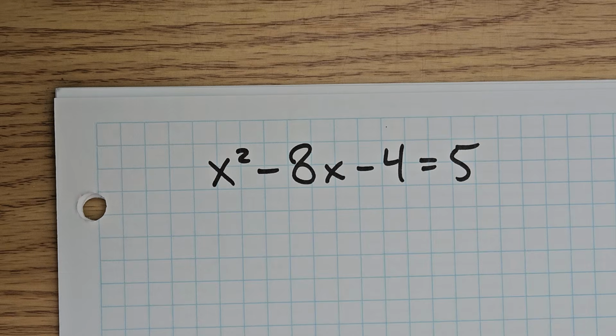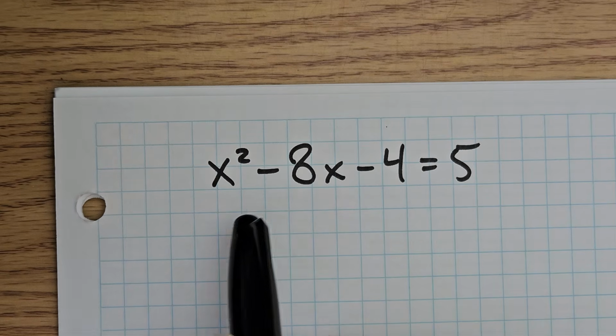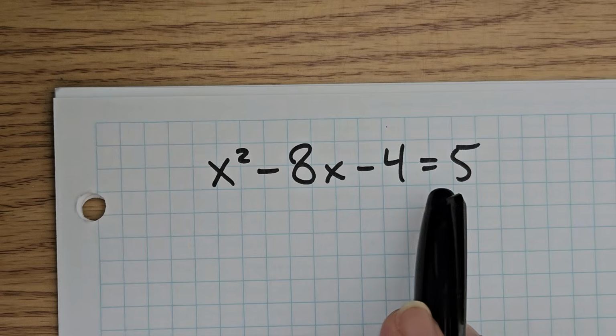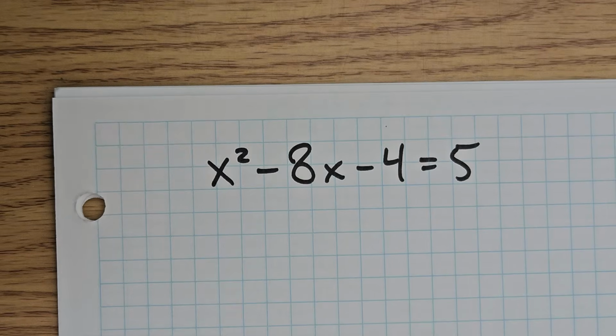Okay, so here's a problem that came across my desk. We have a quadratic equation here, x squared minus 8x minus 4 equals 5. A is 1 here. And let's go ahead and do this one with the quadratic formula. I have a previous video using the factoring method. We'll end up probably doing a lot of these over time. So let's talk about that quadratic formula.